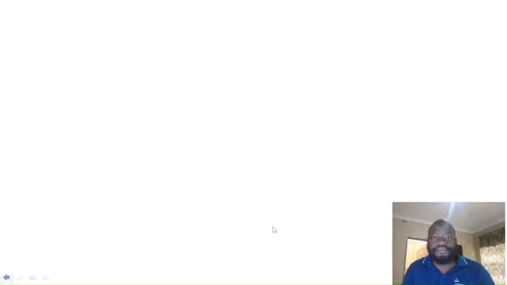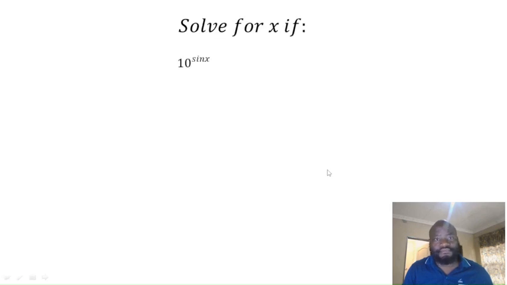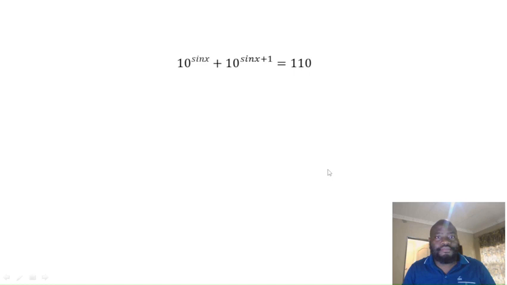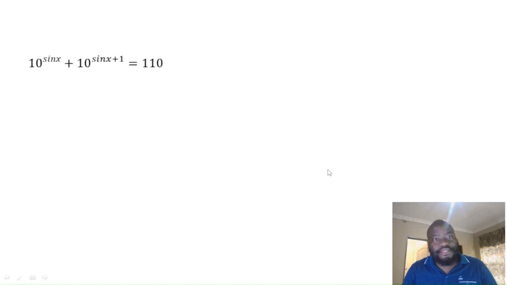Hey everyone, today we're looking at a really short problem, the trigonometric equation, and it goes like this. Solve for x if 10 to the sine x plus 10 to the sine x plus 1 equals 110 for the interval minus 360 degrees to 360 degrees. So let's take that and put the question on the left and try and work it out.